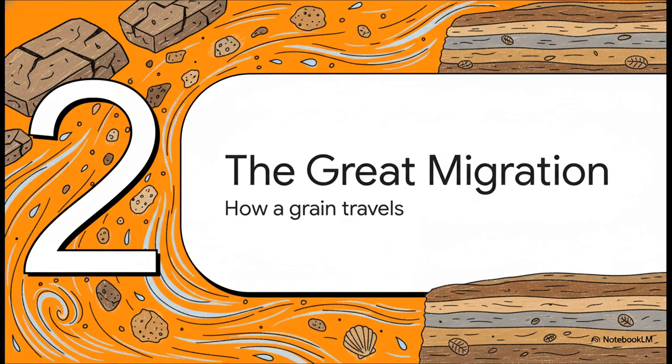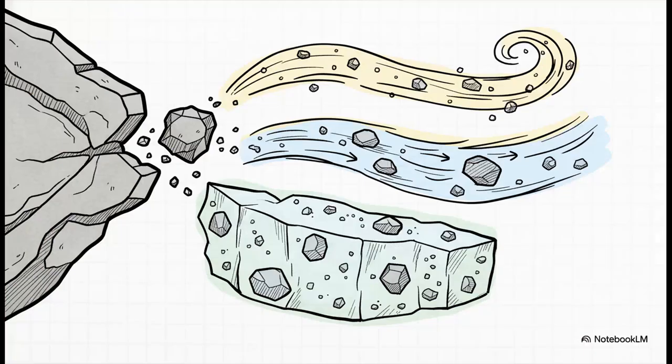Okay, so once our little grain of sand is broken free, it doesn't just sit there. Nope, its great migration begins. And this is the part of the story where our main character gets shaped, quite literally, by its travels. So right after it's been chipped off its parent rock, our grain is all rough and angular.